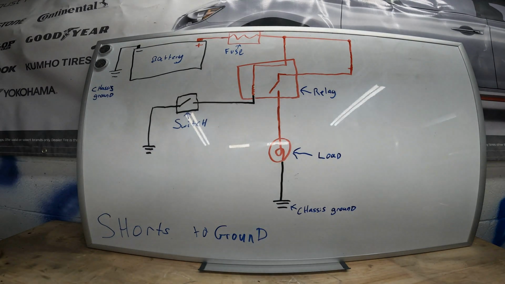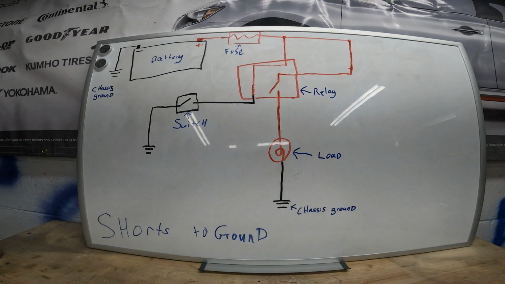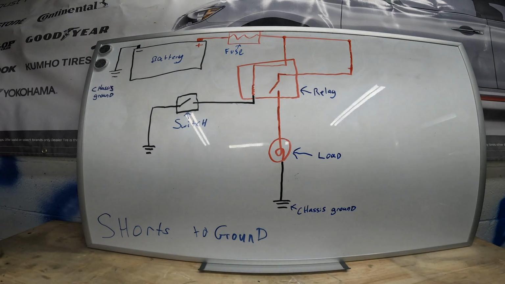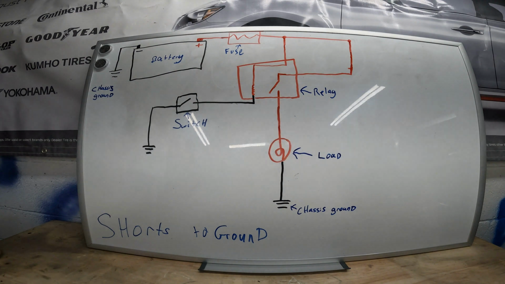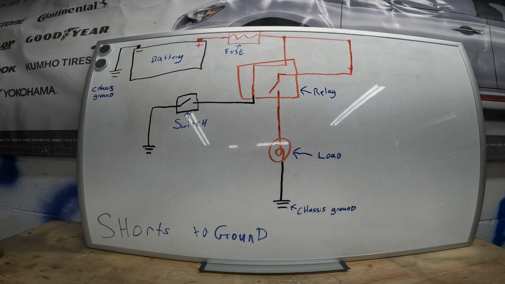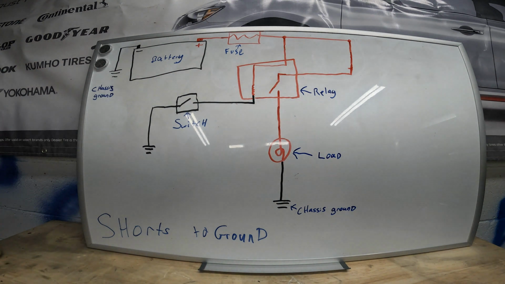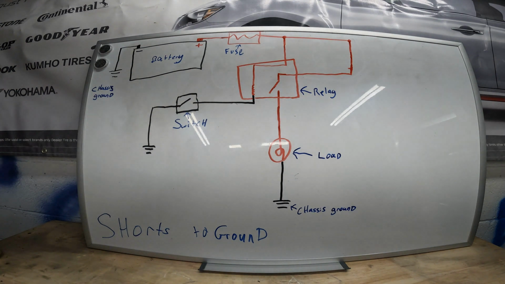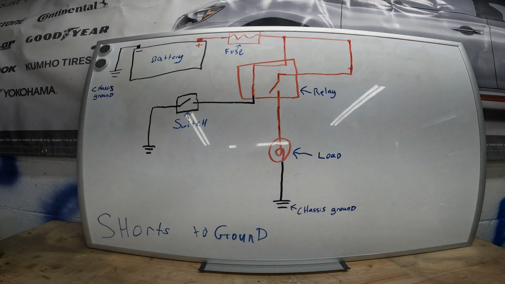Alright, now we're going to move on to shorts to ground. Everything's still labeled on the board. It's still the same basic circuit. Now these issues are ones that you're going to run into a lot more often, because all this takes is a wire being chafed to the body, which is way more common than being chafed to anything else. So these are going to have a little more noticeable outcomes, and happen a lot more often than shorts to power.